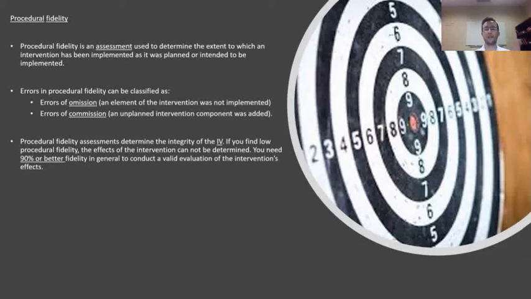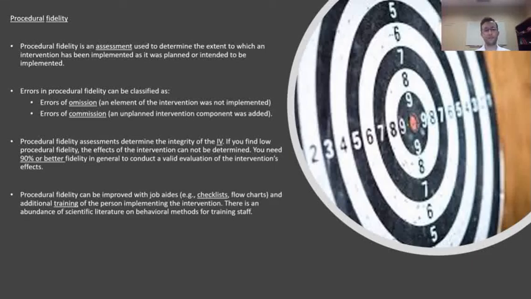Not the dependent variable, that's what you measure. That's the student's behavior, some aspect of the student's behavior you're measuring. The independent variable is the intervention or a component of the intervention in the treatment package. If you find low procedural fidelity, the effects of the intervention cannot be determined, and you need 90% or better fidelity in general to conduct a valid evaluation of the intervention's effects.